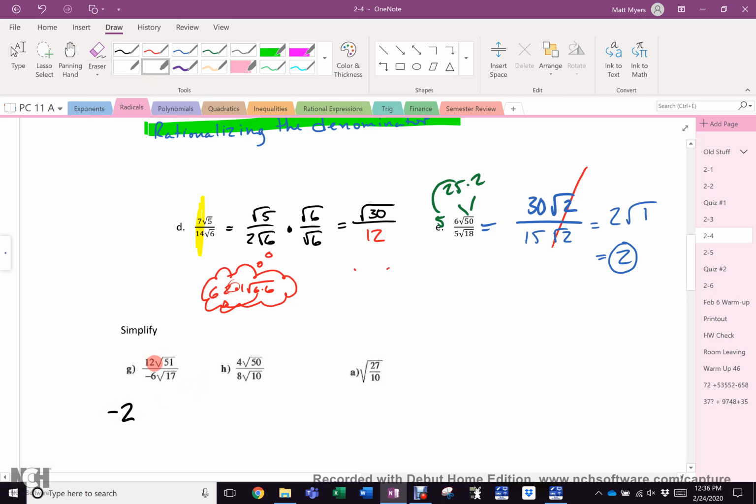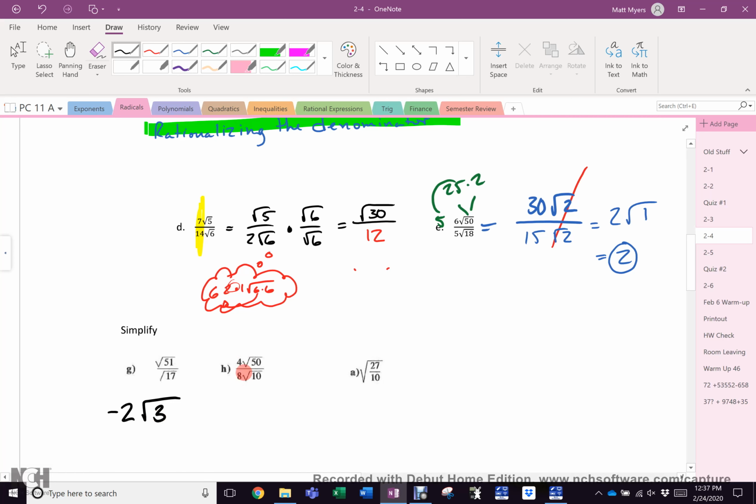And if this wasn't here, what's that answer? Maybe you can't do that in your head, so where do you go? What gives you math answers that you can't get in your head? Calculator. What's 51 divided by 17? 3. Are there any denominators that are radicals? No. So are we done? Yeah.